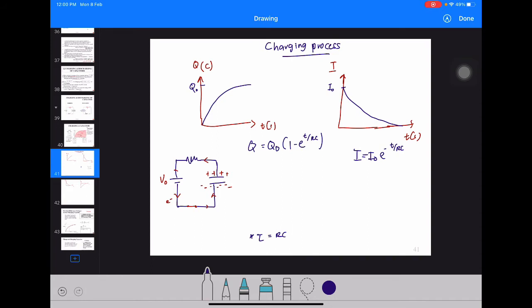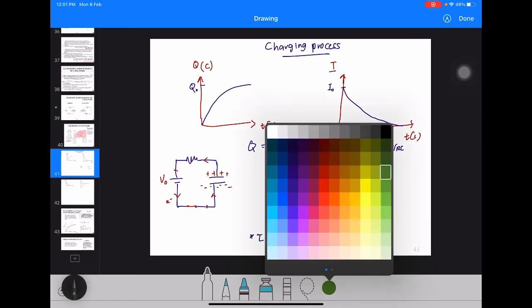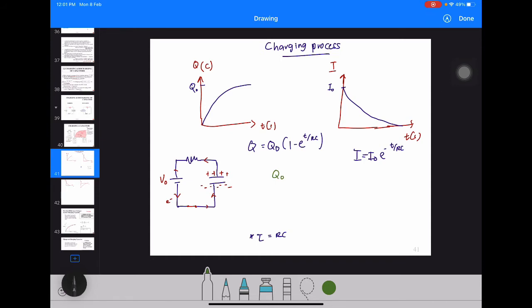If you want to memorize the formula, the easiest way is that if you have an initially very high gradient over there that decreases, that one is 1 minus something. This is how I memorize things. Q0 and I naught are the maximum charge and maximum current. I have to write it over here. So Q0 is the maximum Q, I naught is the maximum current, R is the resistor, and C is the capacitance.